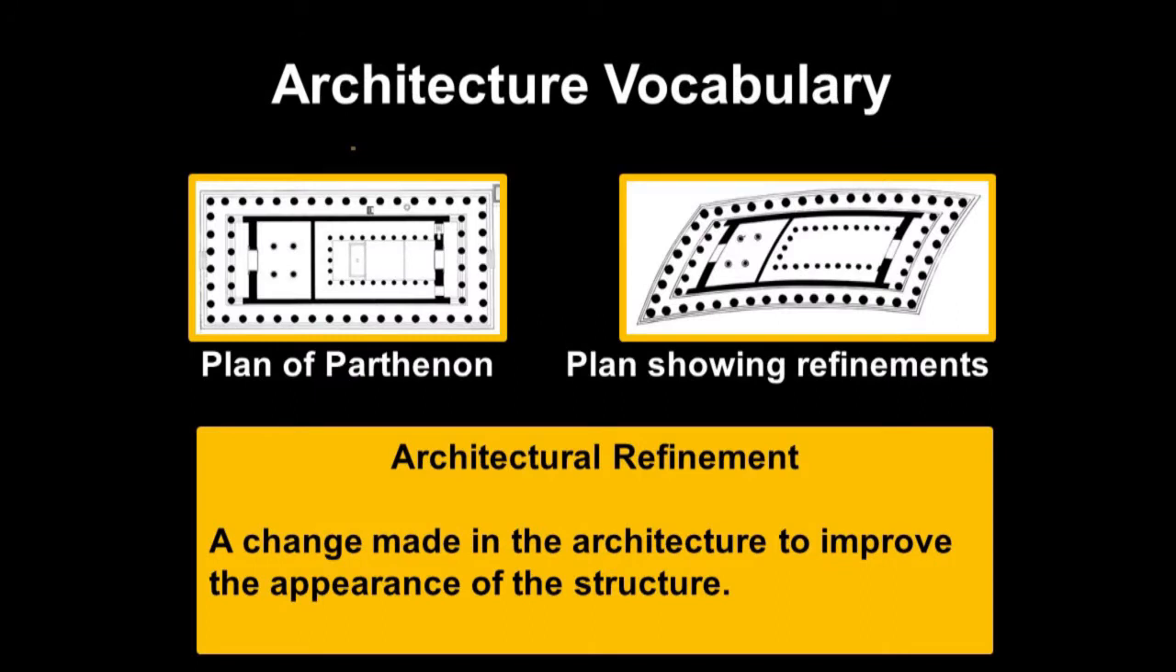Another important term to know is architectural refinement. This is a change made in the architecture to improve the appearance of the structure. And specifically, it's an improvement that tricks our round human eyes. So take a look at the plan on the left here and the plan on the right. The one on the left is a blueprint. It's a bird's eye view of the walls and the columns represented by those little dots. The one on the right is the same plan, except this one shows the refinements.